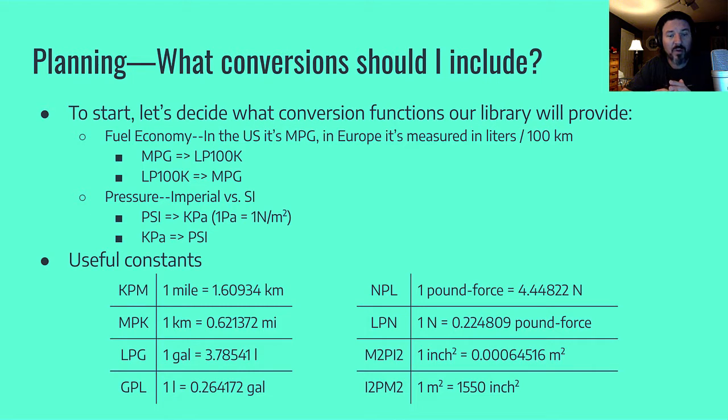Looked up some useful constants in this case: the kilometers per mile, miles per kilometer, liters per gallon, gallons per liter, newtons per pound force, pound force per newton, and meters squared per inch squared, and inch squared per meter squared, right? So I got those in both directions because I thought they would be useful.